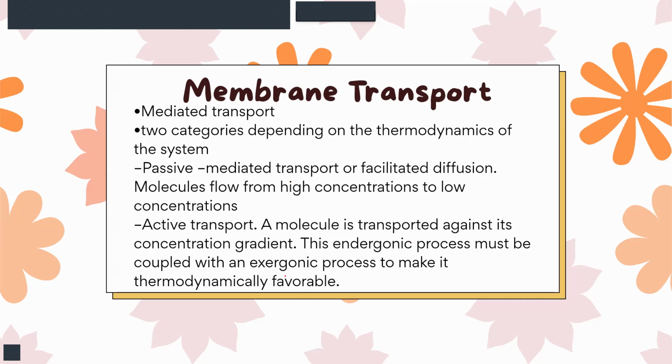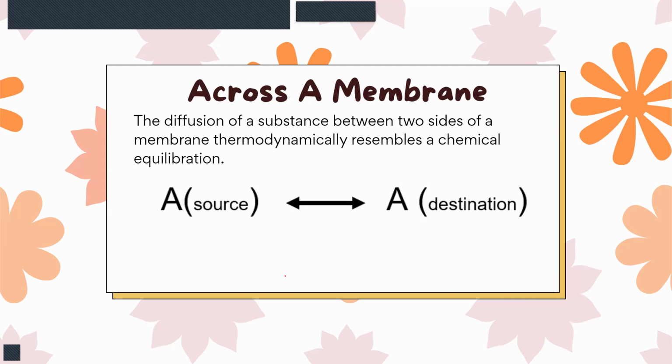There is also active transport. A molecule is transported against its concentration gradient. When we talk about translocases, this active transport is what you want to be most aware of. This endergonic process must be coupled with an exergonic process to make it thermodynamically favorable. So this is where something like the hydrolysis of ATP would release energy to shoot something through a membrane. Now, this is taking place across a membrane from one side, the source, to its destination, the other side.